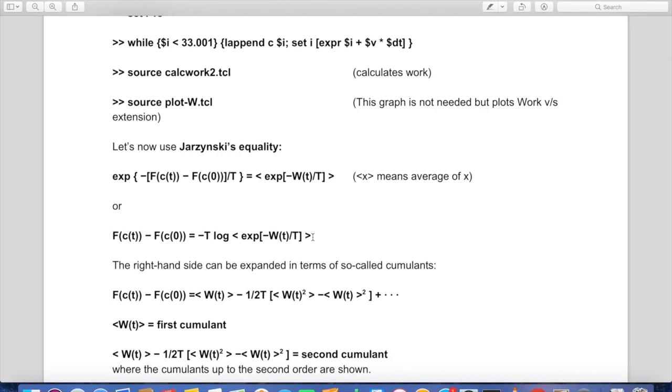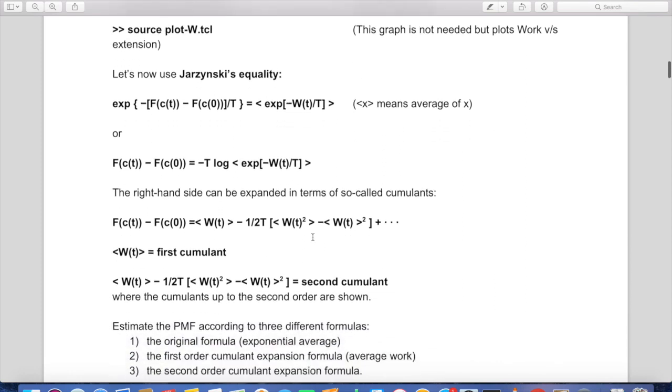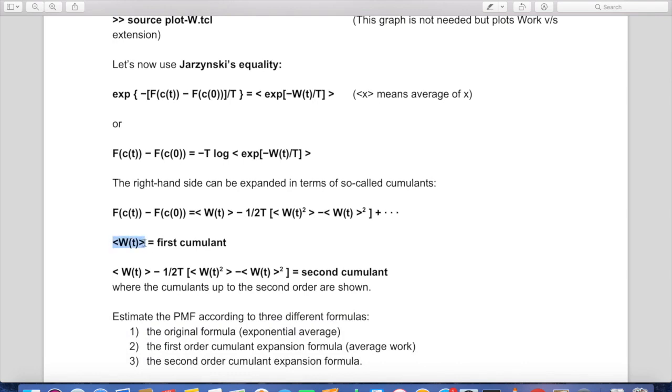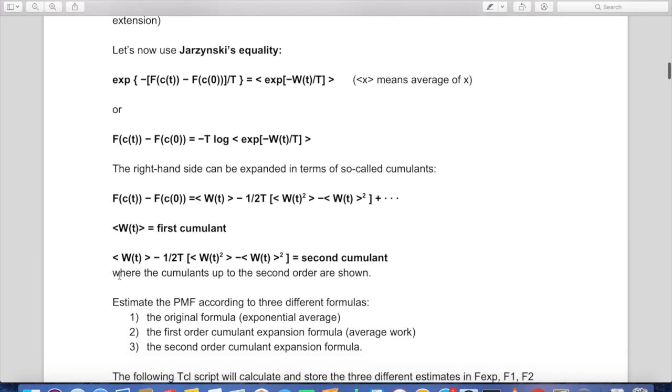It can also be rewritten as this expression over here, which is F of c of t minus F of c of 0, which is the change in free energy, and that is equal to minus T times log of e power minus W by T. This is called the exponential average. The W term is the first cumulant, and W minus half T times the average of W squared minus the average of W whole squared is called the second cumulant. They are approximations of the change in free energy.